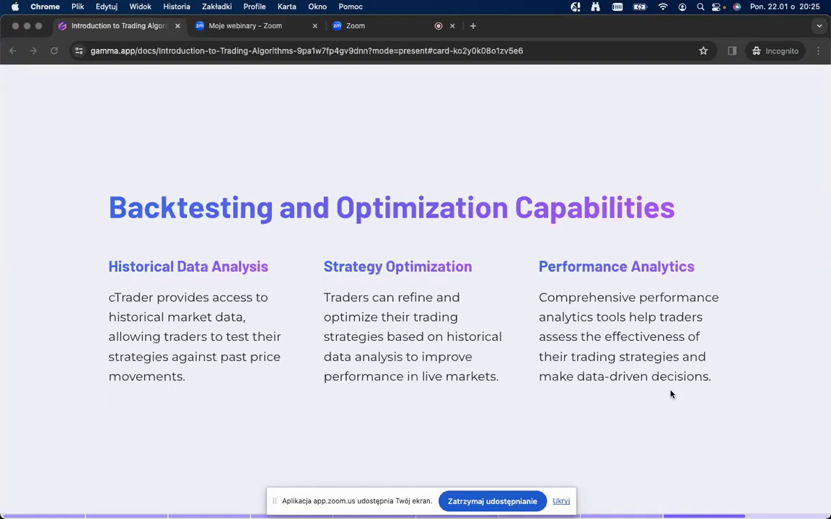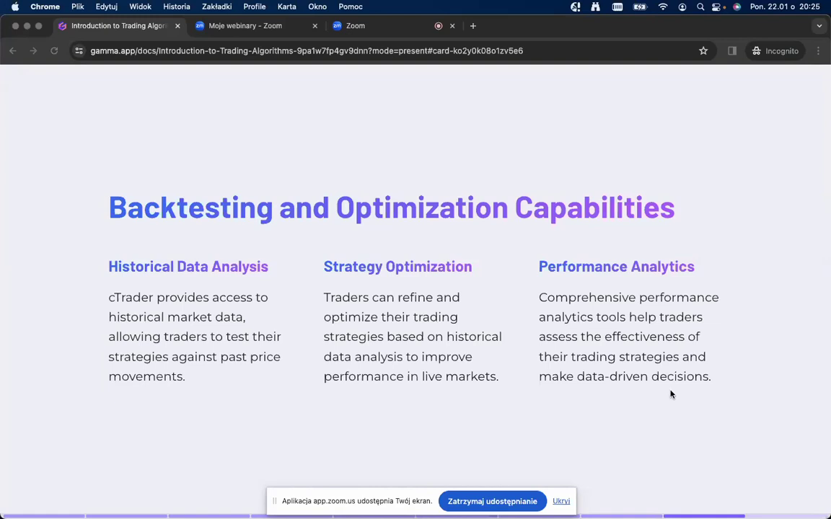So, backtesting and optimization capabilities. We can perform, using cTrader Automate, historical data analysis, because we can provide the historical market data, allowing traders to test their strategies against past movements. We can optimize the strategy, so refine and optimize the trading strategies based on the historical data analysis.